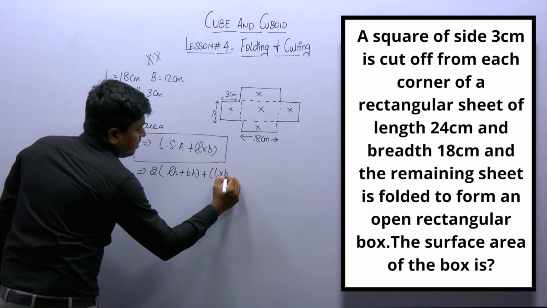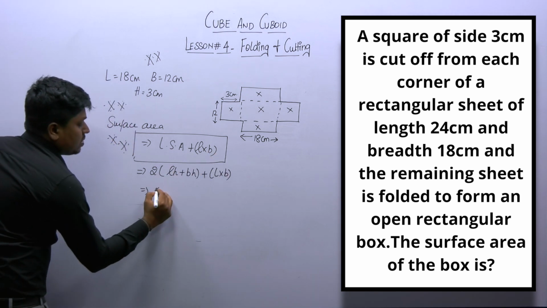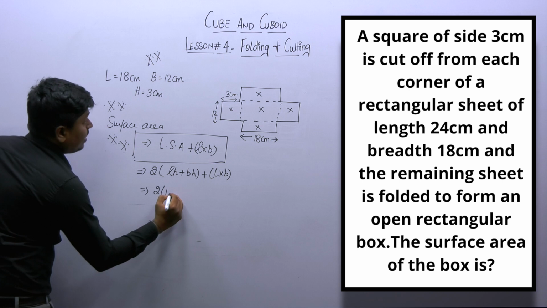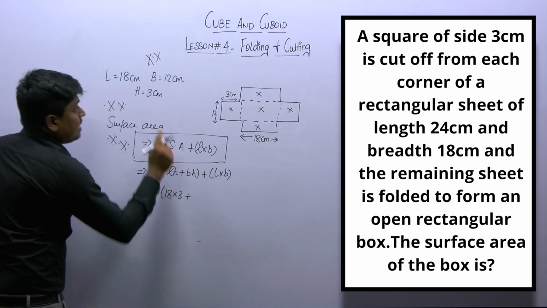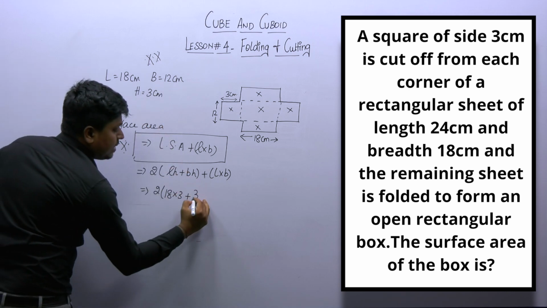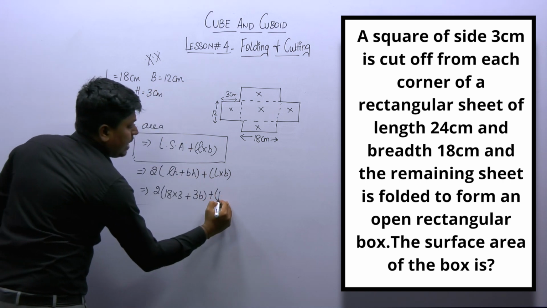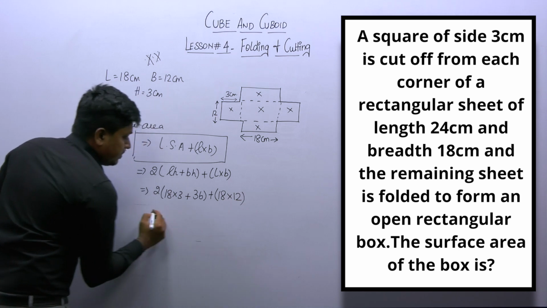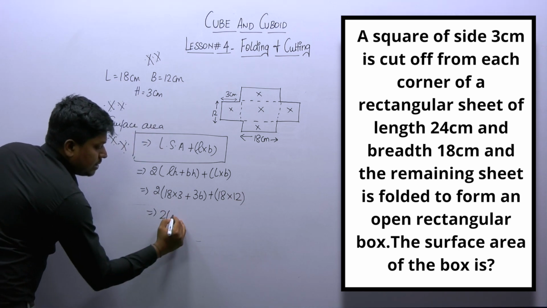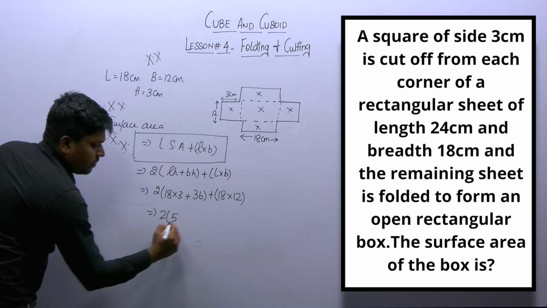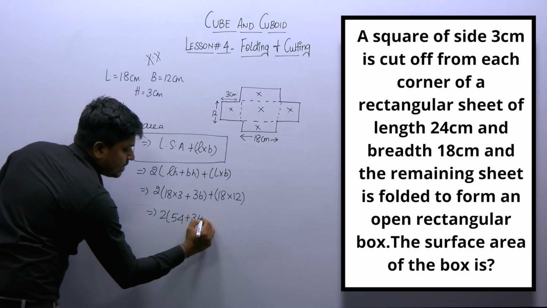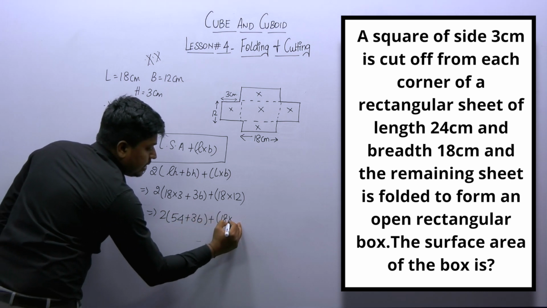Now substitute all the values. So 2 into L, which is 18, times H, which is 3. Similarly BH, so 12 into 3 will be 36. Plus L into B. L into B will be 18 into 12. So 2 into (54 plus 36), plus 18 into 12.